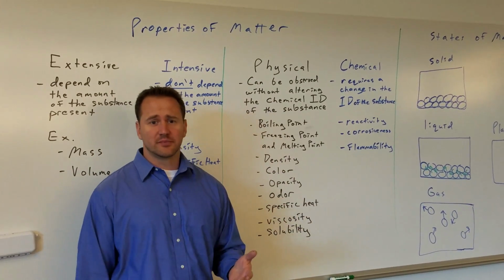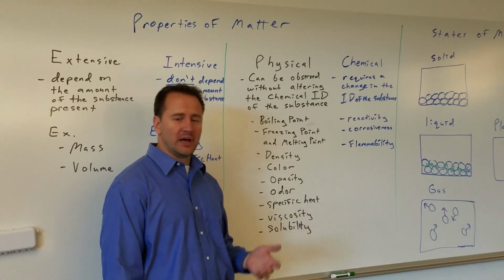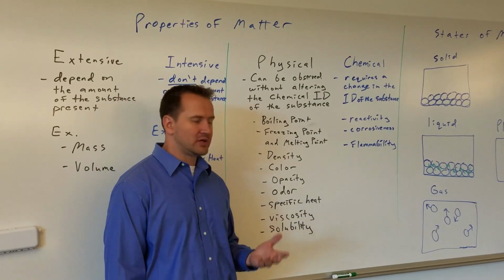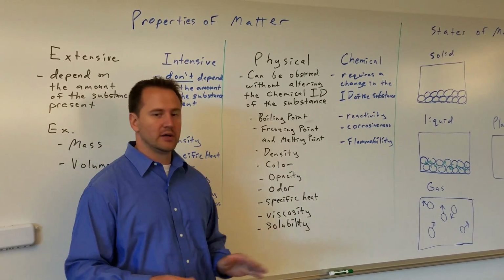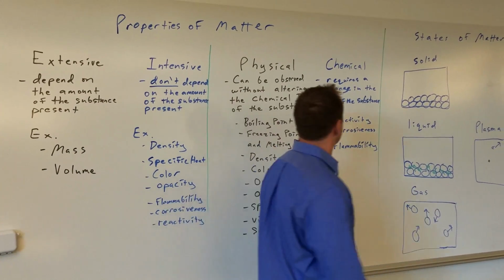You can observe how dense something is without destroying it. Color, opacity, the odor, the specific heat, viscosity, and solubility. Those all don't require a destruction of the compound to be observed.